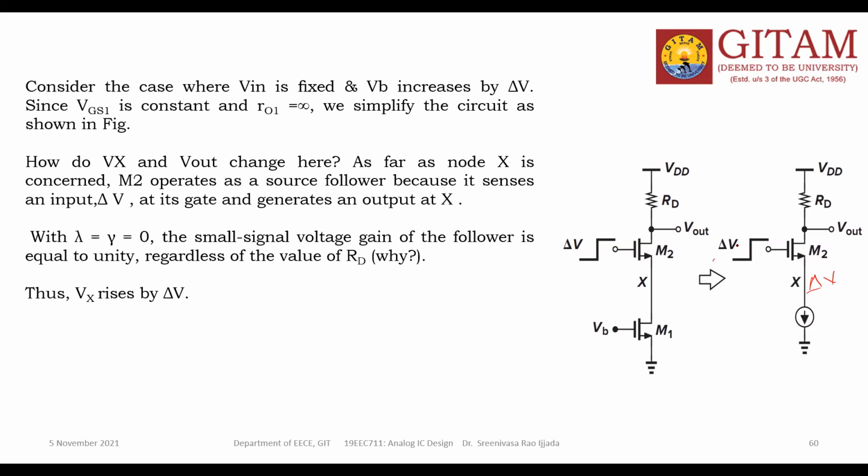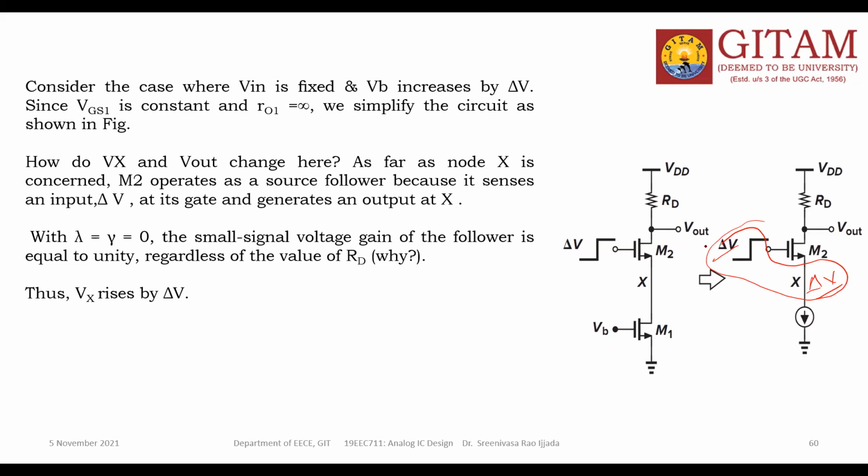Here the change is delta V. Here also changes delta V. As per the source follower theory, what happened? Definitely the gain means the change in output voltage to the change in input voltage. Definitely 1. So that's what I'm talking about, just very simply.